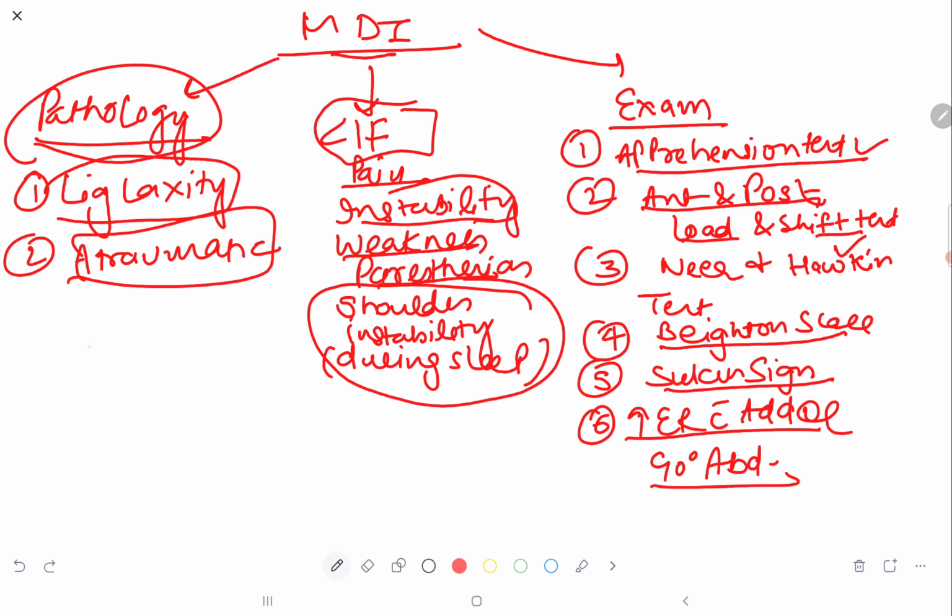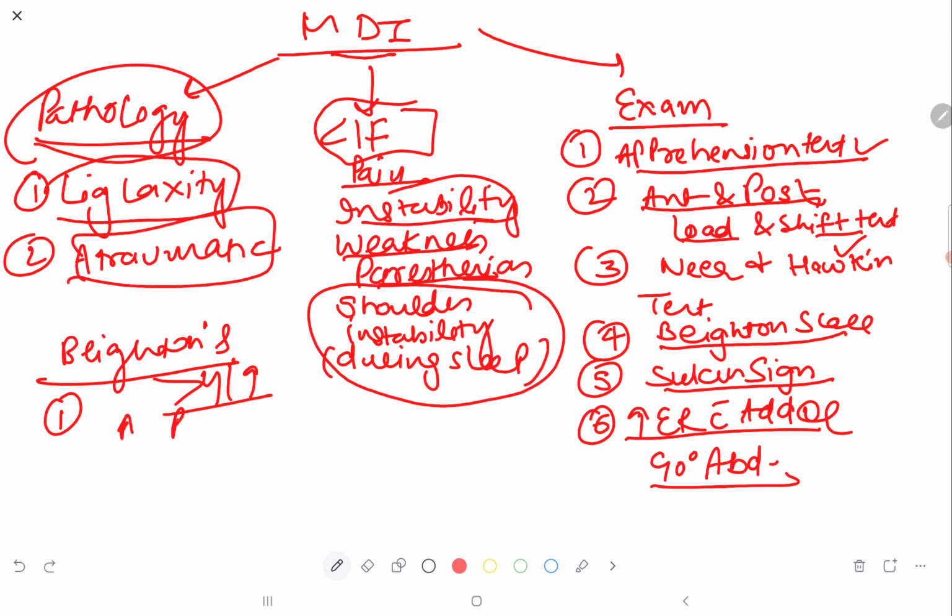Next, how will you check the Beighton score? In the Beighton score, you will calculate the score. If it is more than 4 out of 9, then it means there is ligamentous laxity. Now, how will you calculate the Beighton score? Firstly, you will see whether the patient is able to touch the palms to the floor. Then you will give 1 mark.